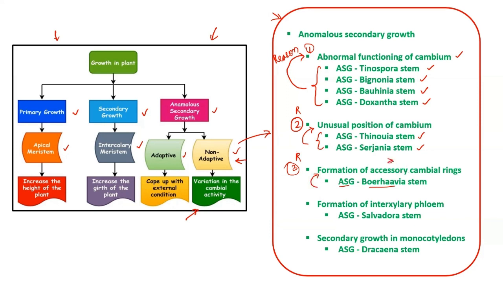So there are more than one cambial rings that are formed, because of which anomalous secondary growth takes place. Then anomalous secondary growth takes place in Salvadora stem also, and this takes place because of the interxylary phloem. So this is the fourth reason why the anomalous secondary growth is seen in Salvadora. The last, fifth reason because of which this anomalous secondary growth is seen is in Dracaena. Because Dracaena is a monocot, so we talk about the secondary growth in the monocot stem. So this is a separate thing, but I have put it in here so that it is easier for you to categorize.